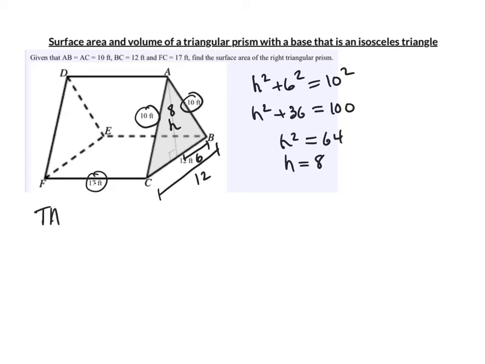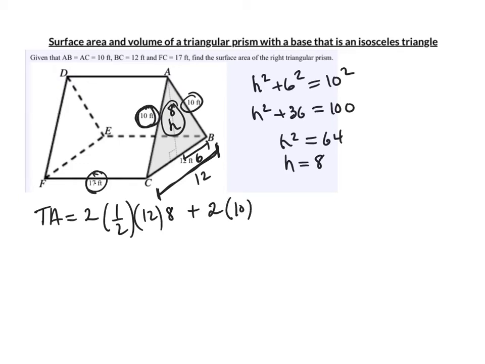Our total area is equal to, there are two triangles. Every triangle is 1/2 its base. The base is from here to here, it's 12, times the height. We just found that, it was 8. Plus, there are 3 rectangles, but they're not all equal. There are 2 of them that are 10 by 17. Plus, the bottom of the thing, what it's sitting on, is a rectangle that is 12 by 17.